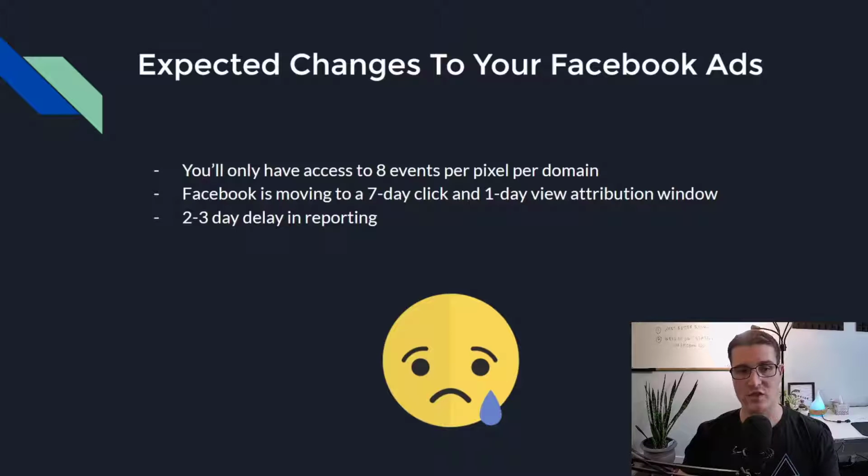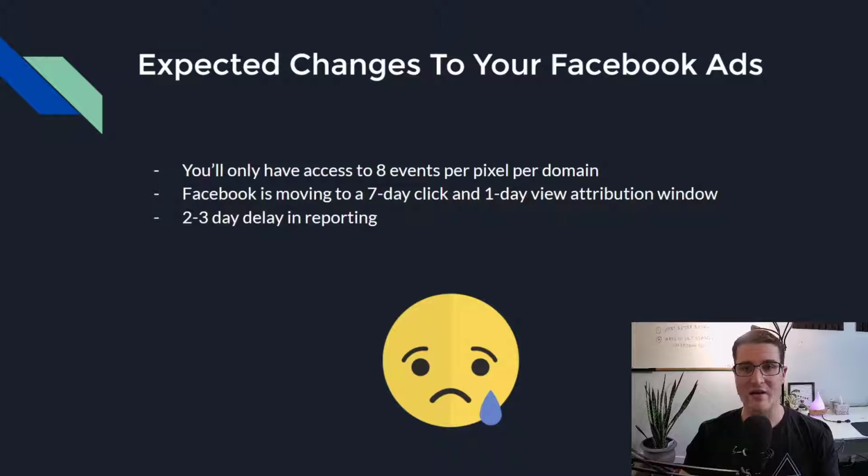Well, another one that you're going to see is that you're only going to be able to have access to 8 events per pixel per domain. That is not a huge deal if you're a small to medium-sized company, because usually you'll have 5, 6 or so events that you're tracking per domain. And if you're wondering, what is an event? What does that look like?